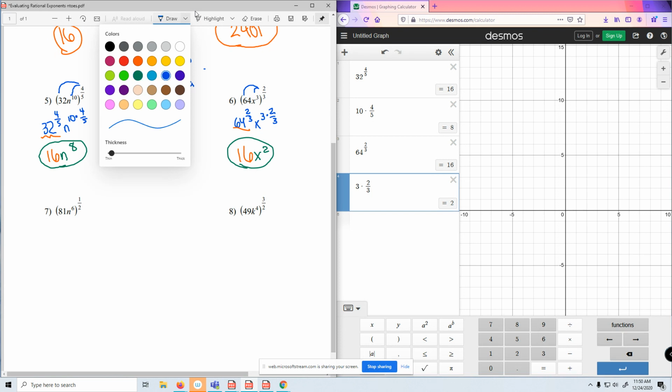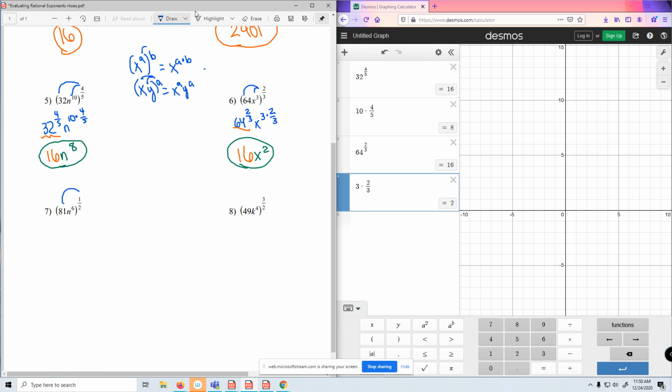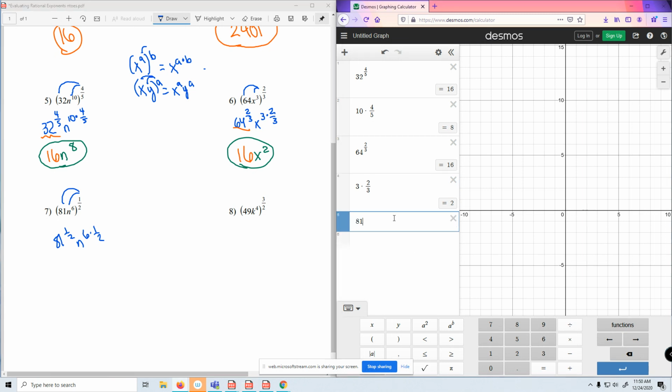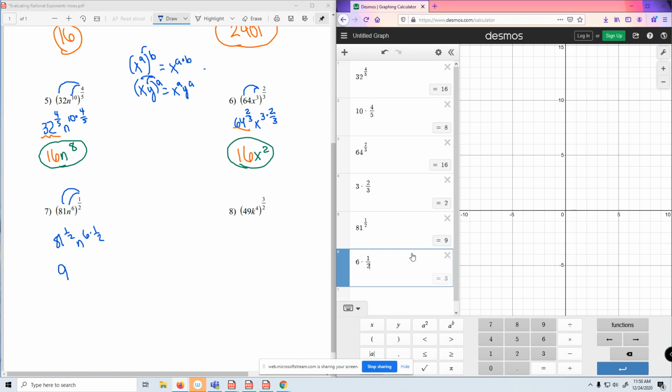Two more to just make sure we really got the hang of it. 81 to the 1/2, n to the 6 times 1/2. Use Desmos to help you out. 81 to the 1 over 2 gives us 9. And then 6 times 1/2 means that the n exponent is 3. So we get 9n to the 3rd.